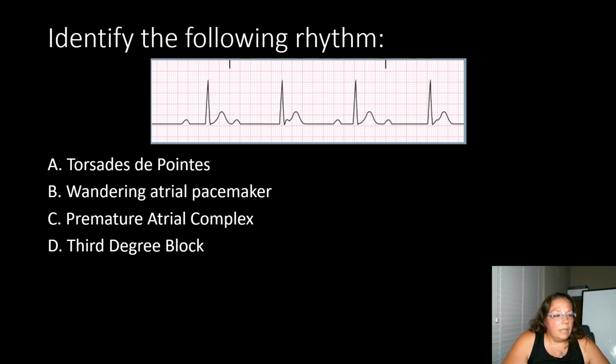So we have P waves, right? Here's a P wave, here's a P wave, here's a P wave. Does every P wave have a QRS? No. But we do have QRSs. So we know that we're not normal sinus. We're not first degree. We could be second degree, right? But look at this QRS. It does not have a P wave. So not all P waves have QRSs, and not all QRSs have a P wave.